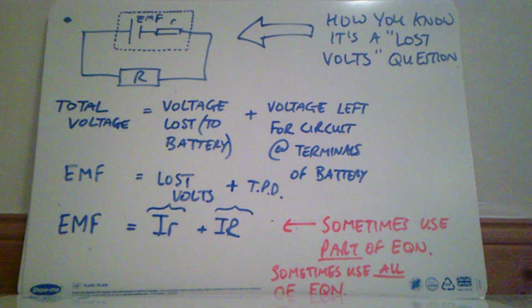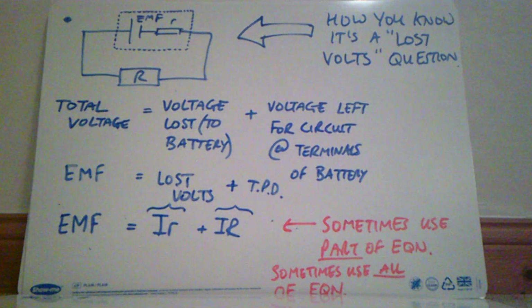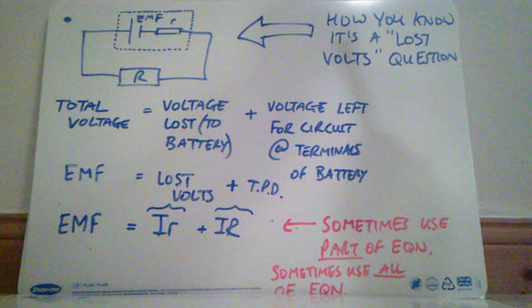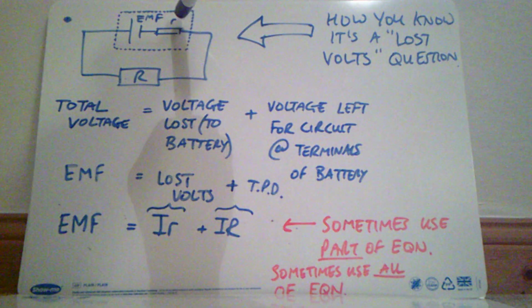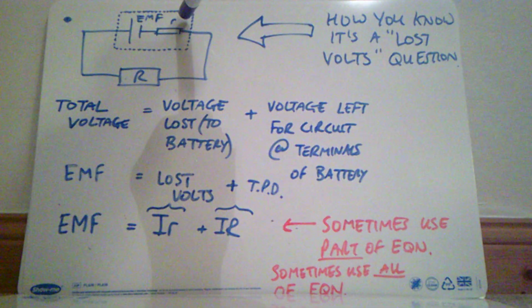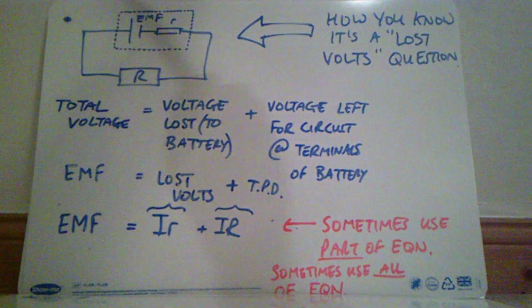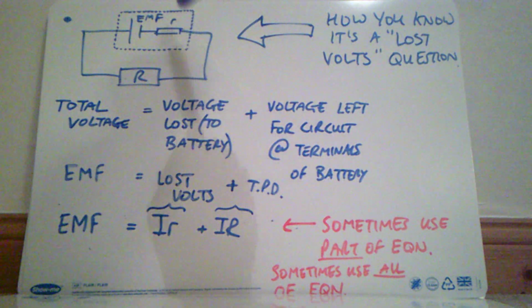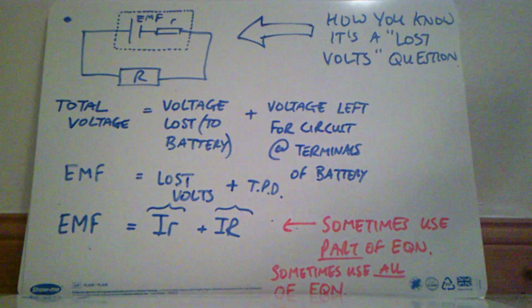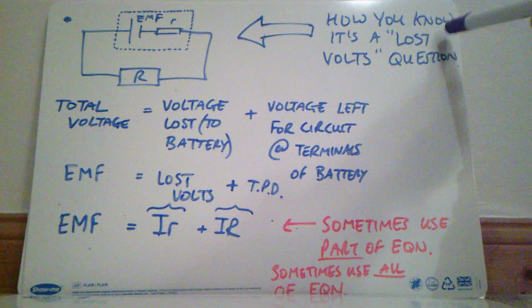So the internal resistance of a battery, which is what leads to that battery using up some of its voltage push before the voltage push even gets to the terminals, is represented as a little resistor with lowercase r, and then the battery symbol, and then there's a dotted line around the pair. So if you see a circuit drawn out like that, then you know that this is going to be a question to do with lost volts.